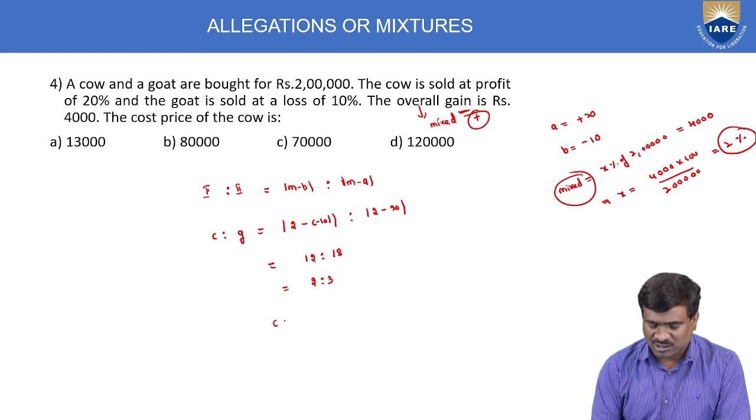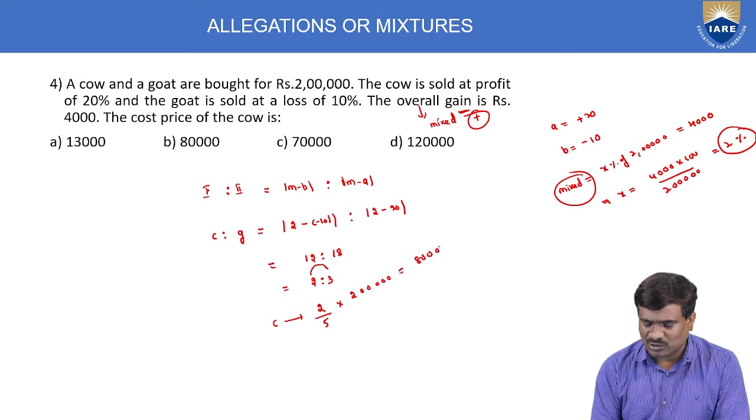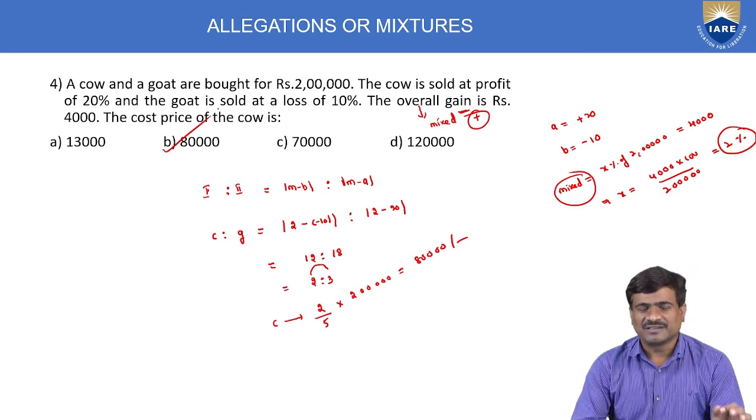Cost price of the cow. Here the cow gets 2 parts. Denominator total parts 2 plus 3, 5, into total cost price 2 lakhs is equal to 80,000. 80,000 means option B only is correct. This is very important for placements.